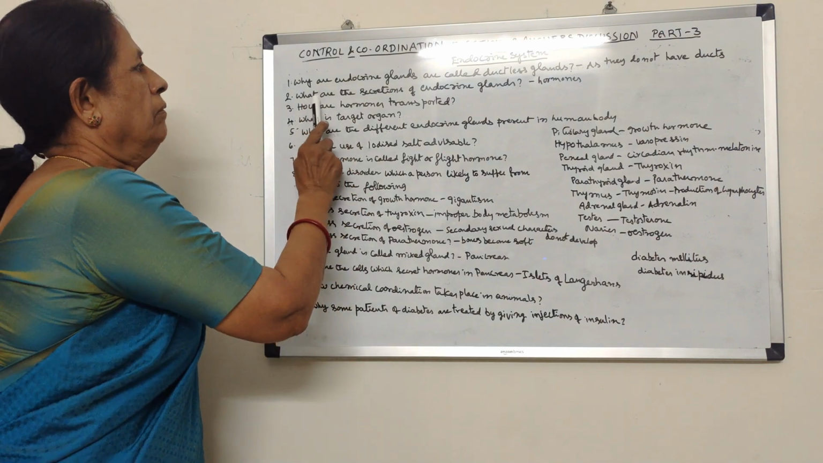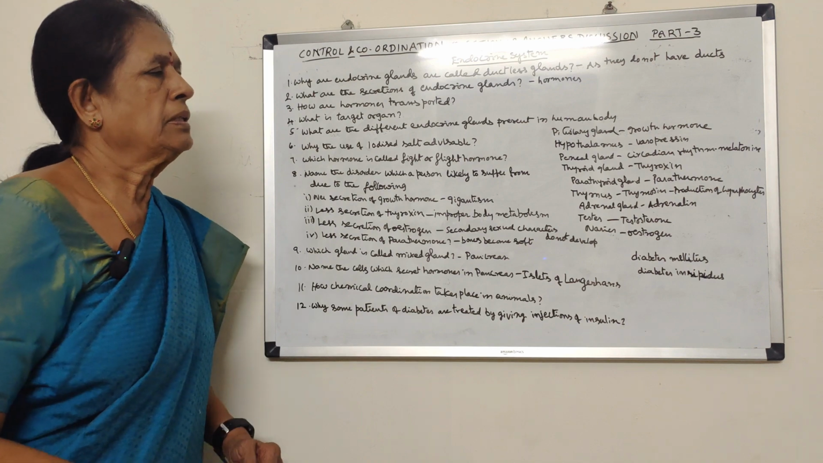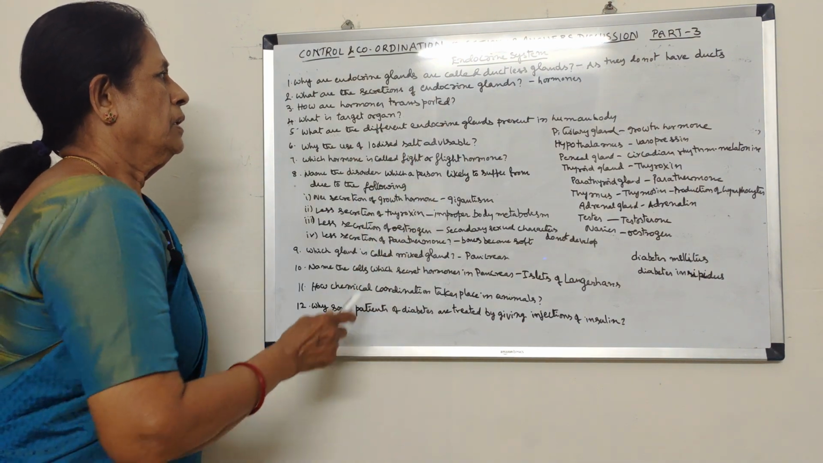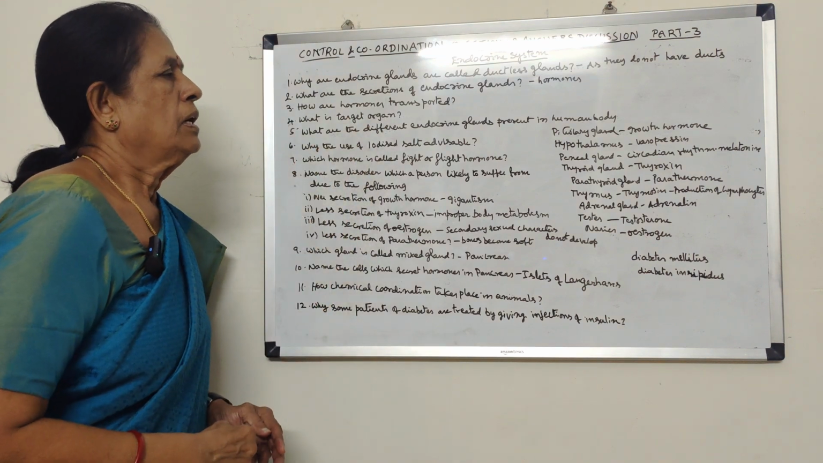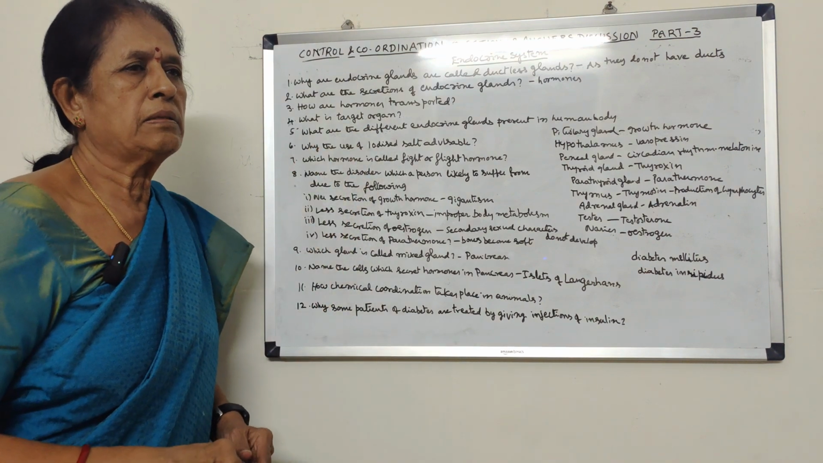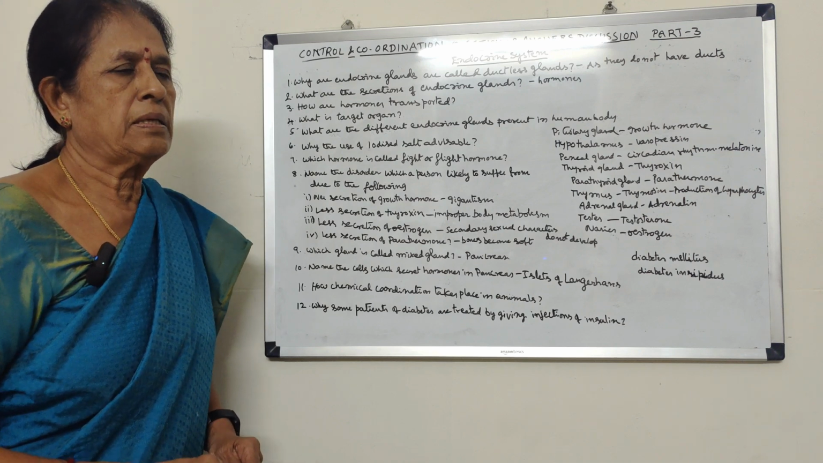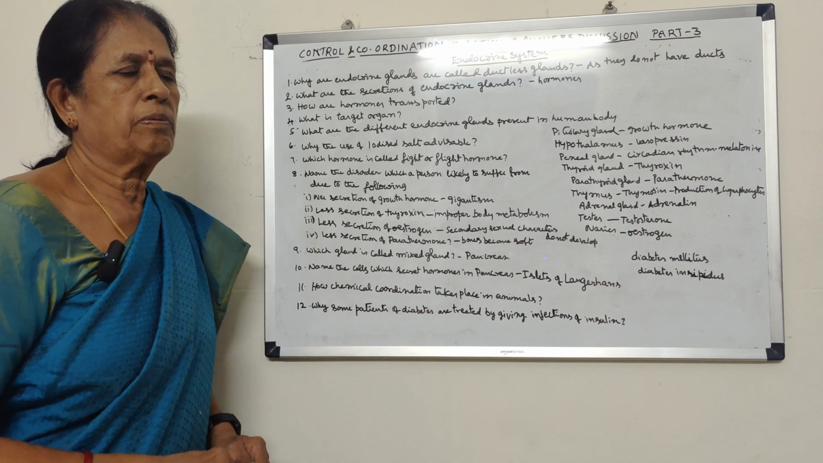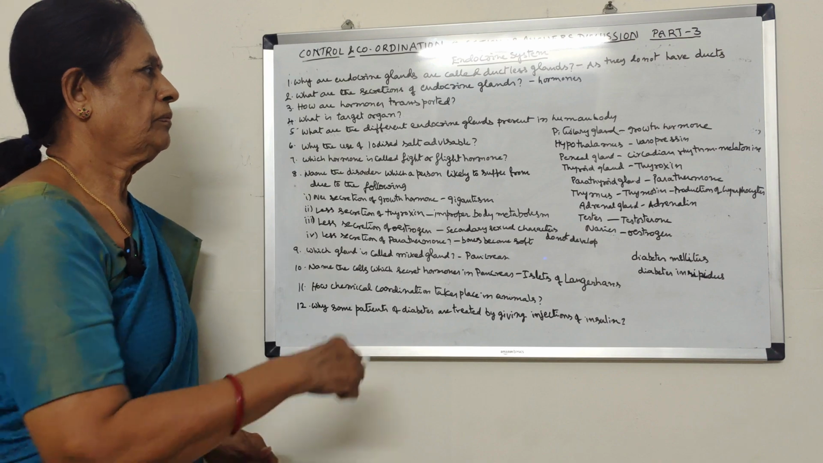What are the secretions of endocrine glands? The secretions of endocrine glands are called hormones. How are hormones transported? Hormones are directly released into the blood by the endocrine glands. Blood acts as a medium of transport. Blood transports hormones from the site of their production to the site of their action.